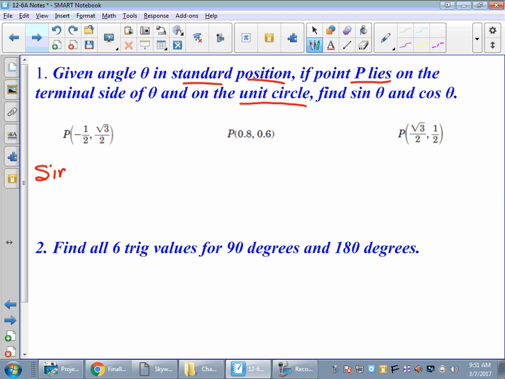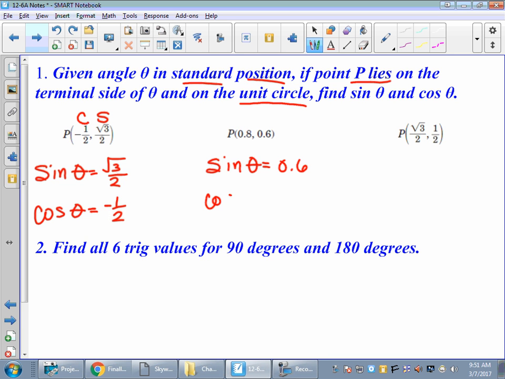So the sine of theta is equal to the square root of 3 over 2, and the cosine of theta is equal to -1/2. Here's your cosine, here's your sine. That's all you have to do. It's just interpreting, understanding what this means. Sine of theta is 0.6. Cosine of theta is equal to 0.8. And the last one, the sine of theta, if this is on the unit circle, would be a half, and the cosine of theta would be the square root of 3 over 2. That's all. You don't have to figure out how big the angle is. You're just interpreting the ordered pair.